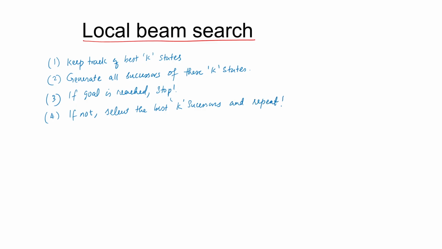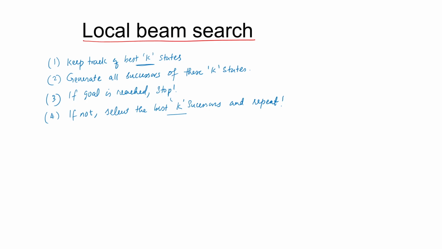So, the beam search is you keep track of k. K is an arbitrary number that you can decide and determine, and you expand the k, and when you expand the k, if the goal is reached, then you stop. If it is not, you select the best k successors from the list of successors and you repeat the process. This kind of search is what we call the local beam search. We saw what is an A star search, and we just saw what is a local beam search. I am not going to work an example of this. This is just for your information.